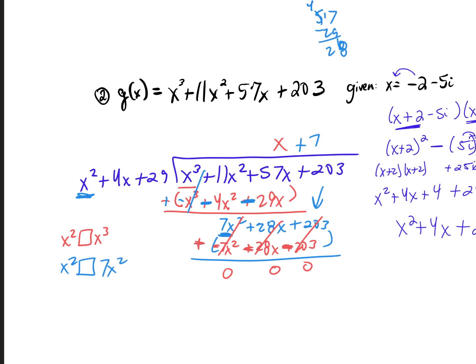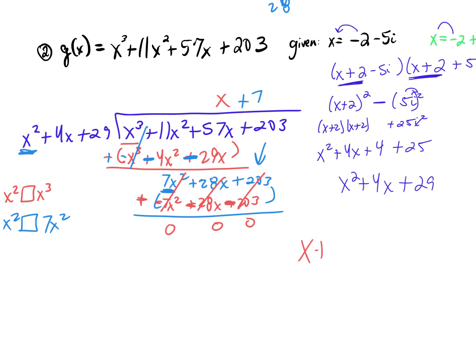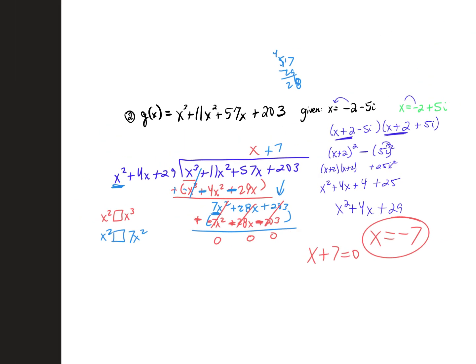What do I do with x plus 7? You get x plus 7 equals 0. So what's the other x value? Negative 7. These problems are long, but there's no trick to anything.